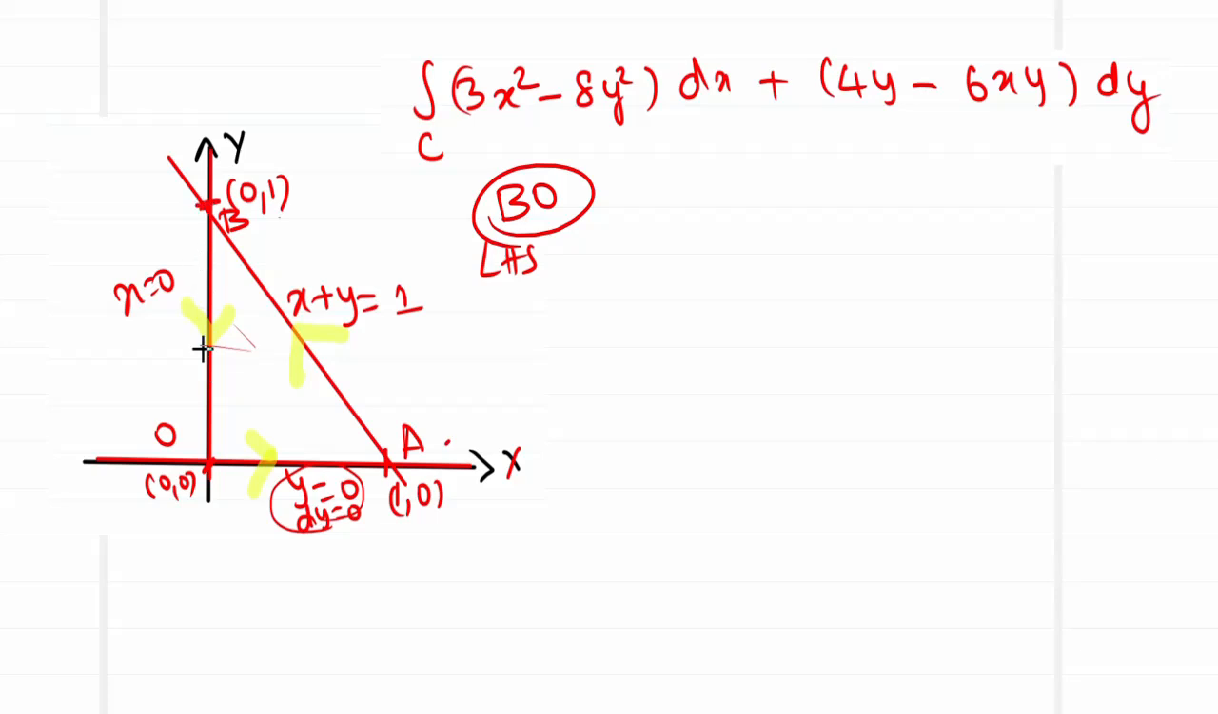What is the equation of the line BO? Equation of the line BO is x equal to 0. When x equals 0, what can we say about the derivative dx? dx will also be equal to 0. So substitute x equal to 0 and dx equal to 0 in the base curve equation.